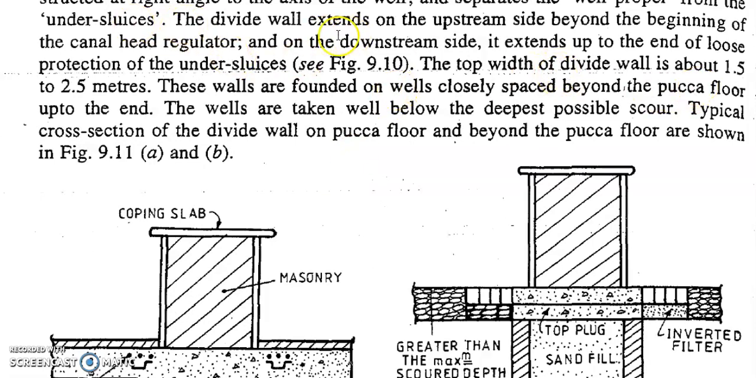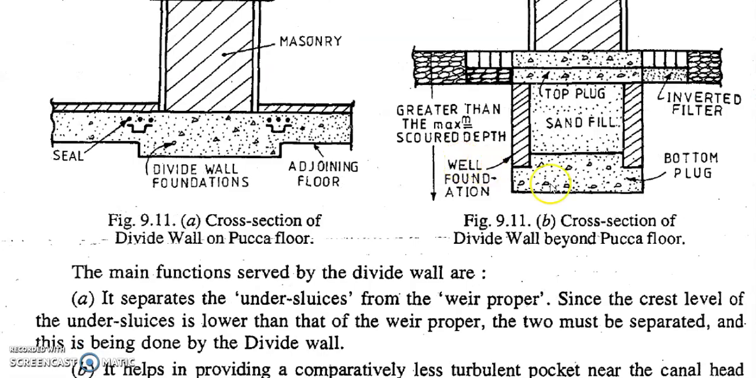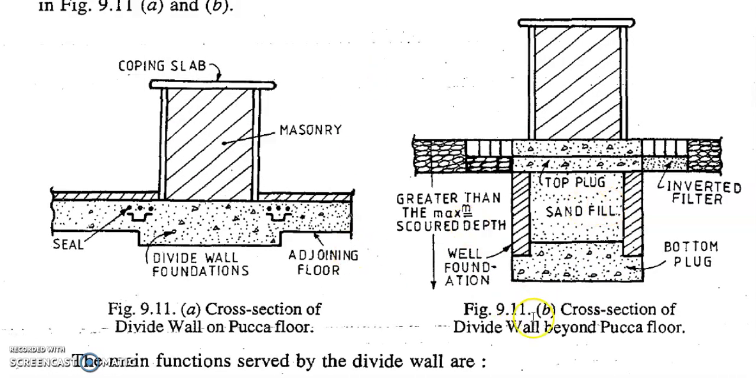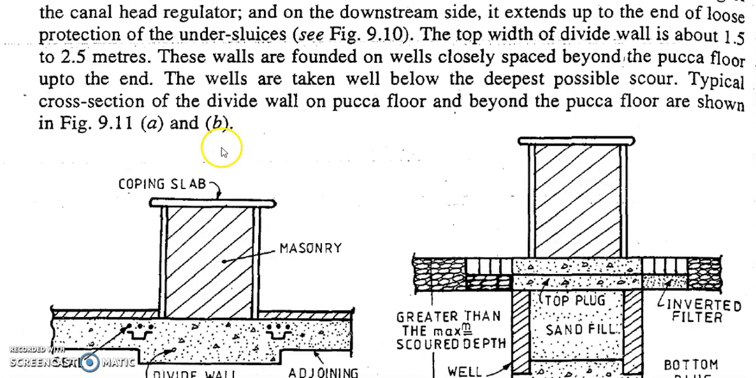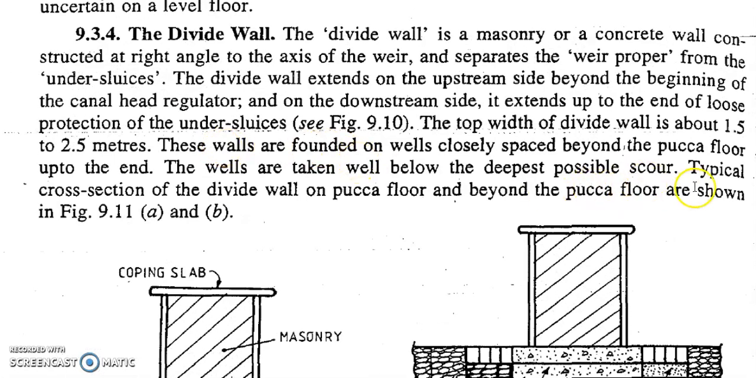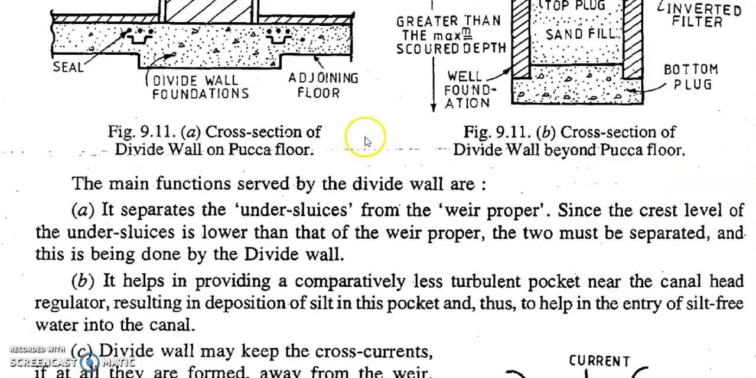The divide wall extends on the upstream side beyond the beginning of the canal head regulator, and on the downstream side it extends to the end of the loose protection of the under sluices. See, like this. This is the cross section of the divide wall beyond the pakka floor, up to the pakka floor. This is the cross section below this, a typical cross section of the divide wall.